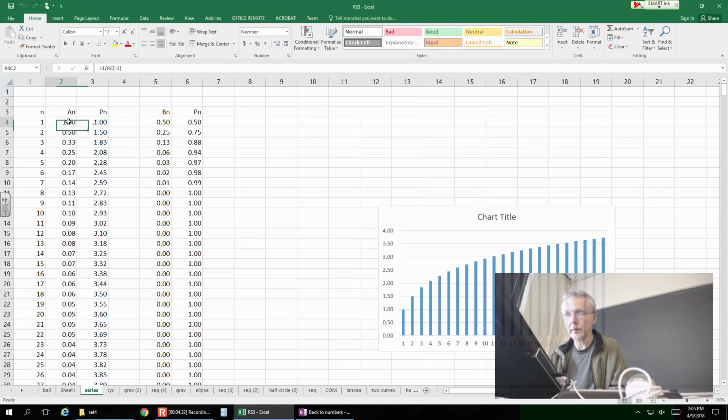No, this is 1 over n. Okay, let me. I hope you can see the whole thing there. N's, 1 over n's here, and this is the sequence of partial sums. So as you can see, I'm adding the next element. So you can see it right here.